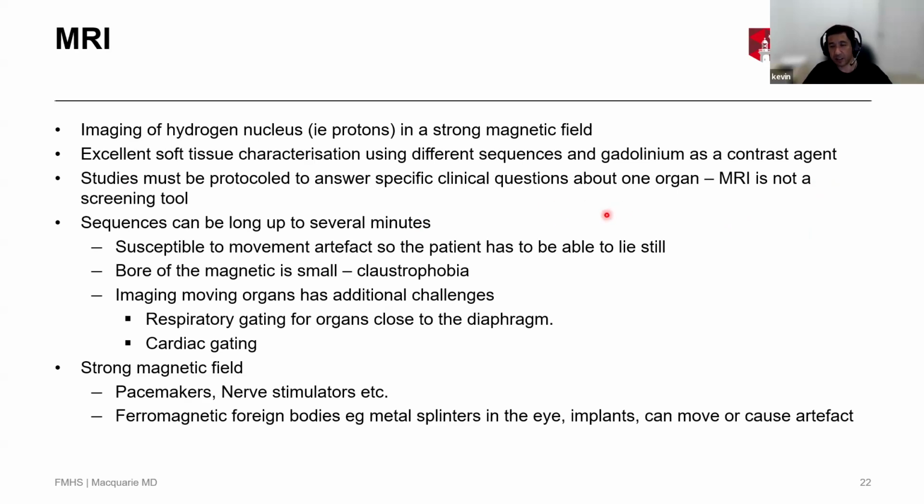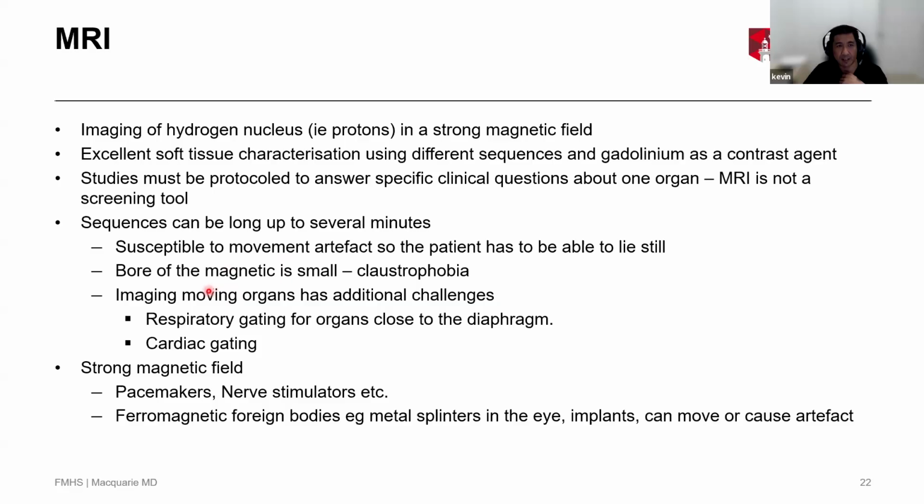It's also not a screening study, okay? You don't say, well, let's just stage this cancer with MRI. It's very different to CT. You're asking specific questions about specific organs, all right? As I said, it can take a long time. Every sequence can be several minutes. The shortest sequences may be about 90 seconds or so. Because the patient has to lie still, it is susceptible to movement artifacts. So within that couple of minutes, if you move, it ruins the images.